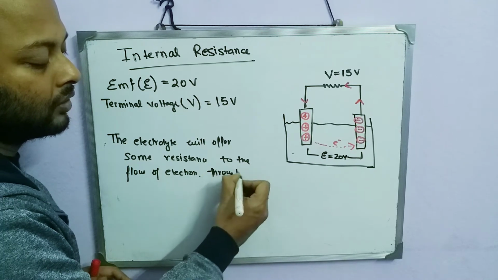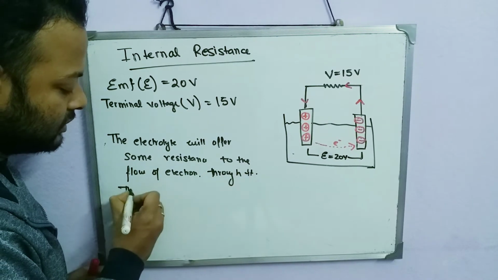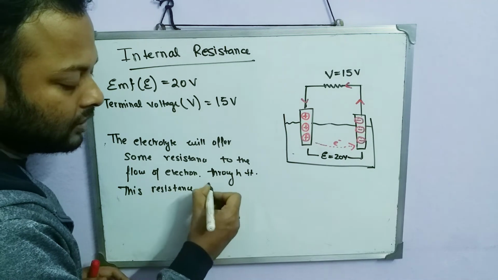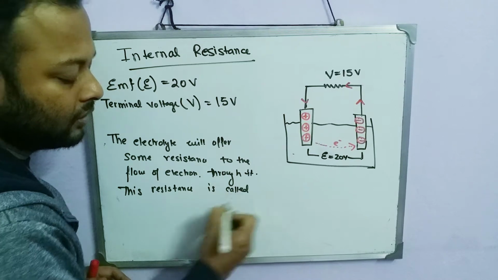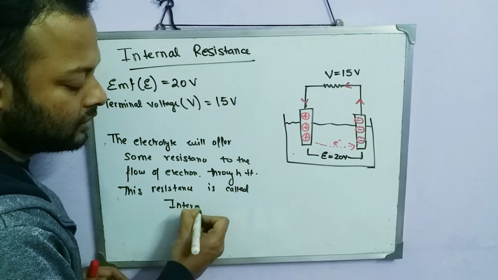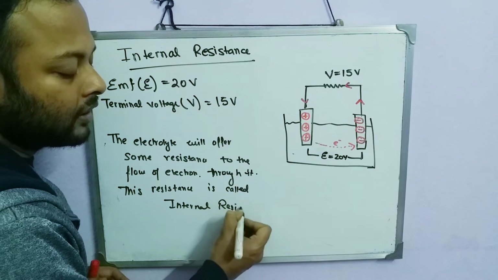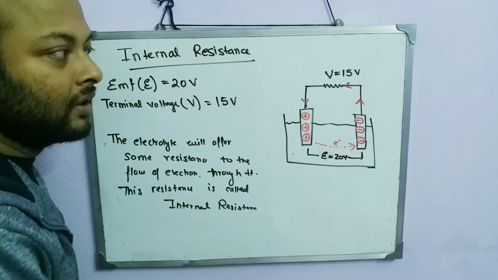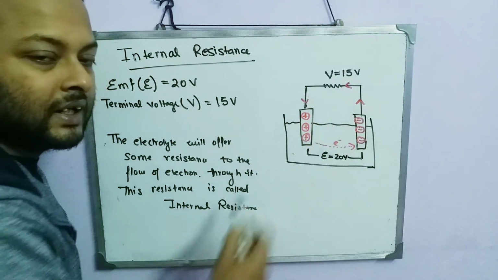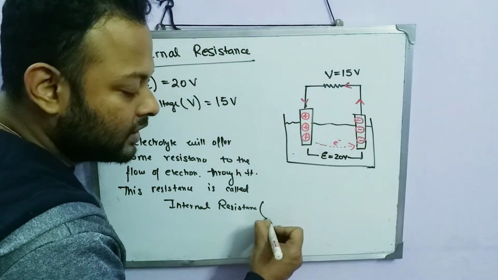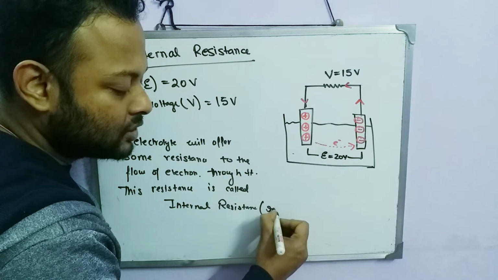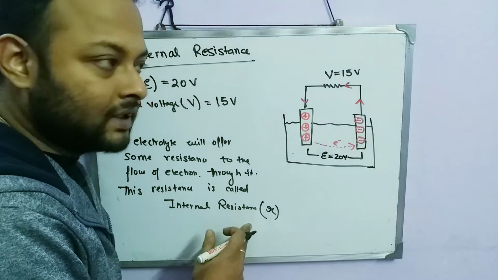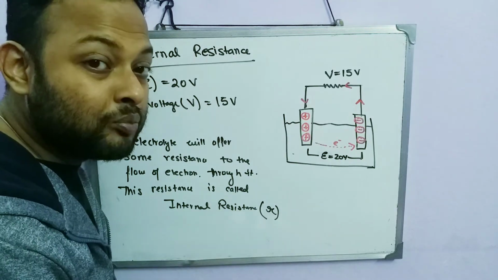And this resistance is called internal resistance. Means what? The resistance offered by the cell itself. This is the external resistance, but this is the internal resistance, and internal resistance is represented by the letter small r, right? So because of this internal resistance, there will be some potential drop.